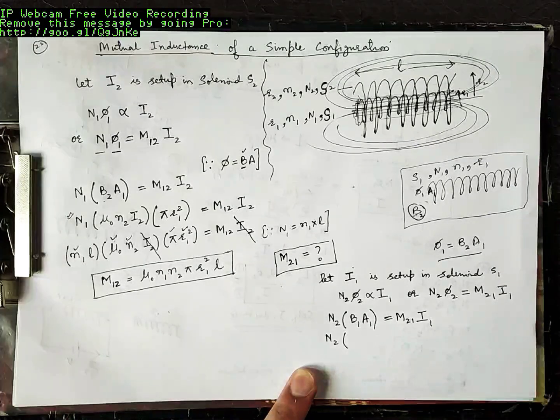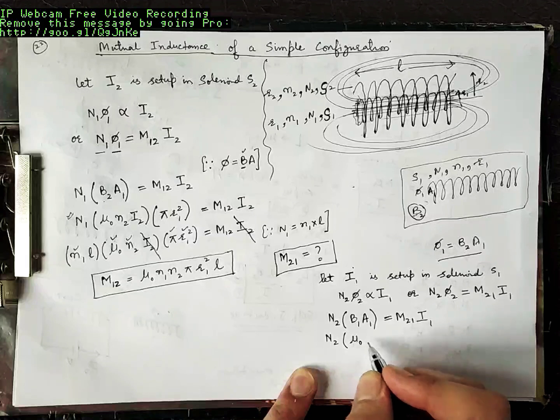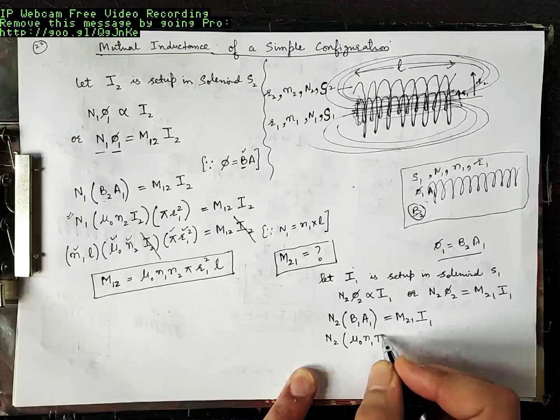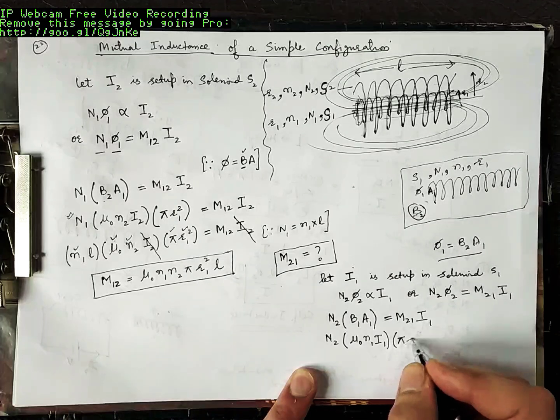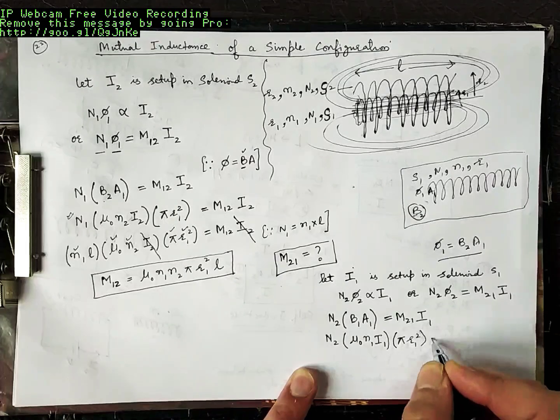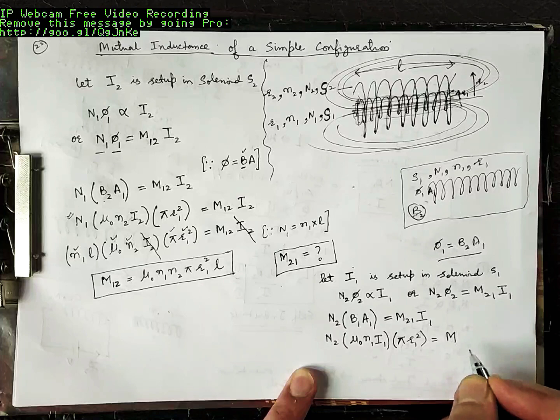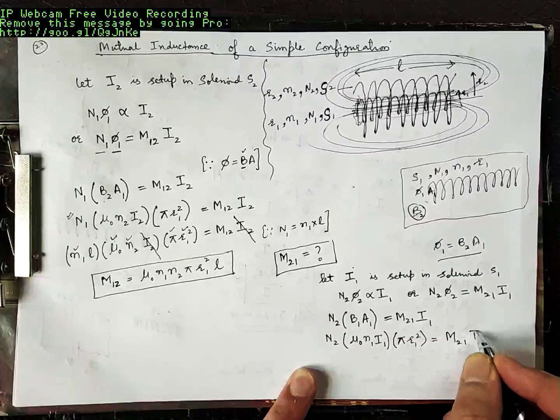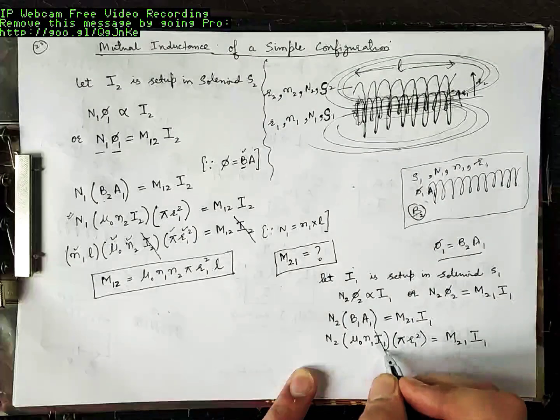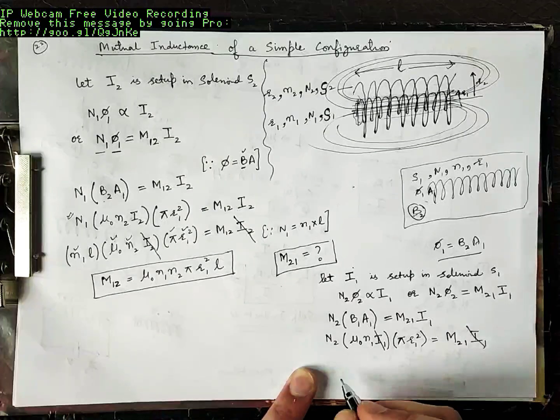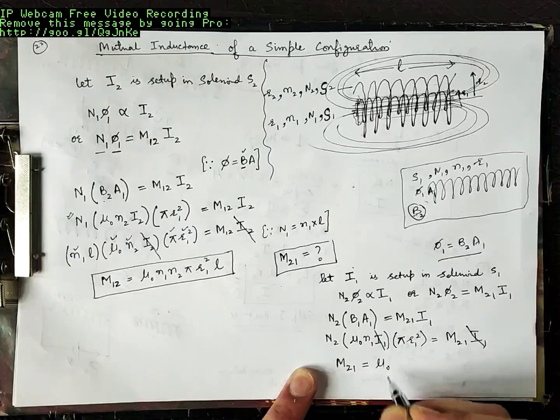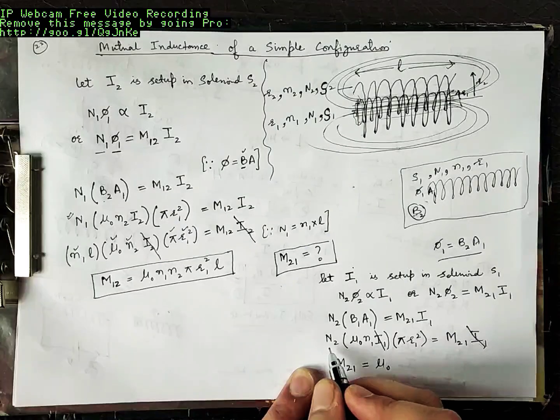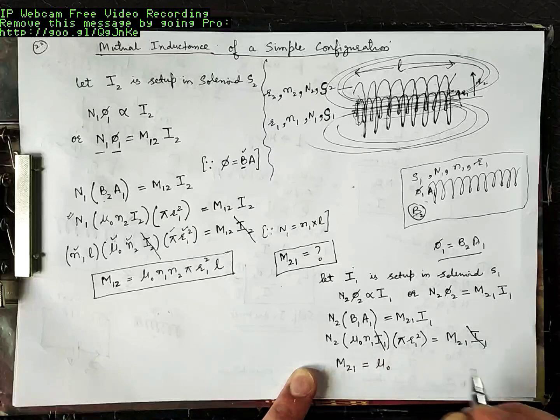What is B1? This is mu naught N1 I1. How much is A1? This is pi R1 square, equivalent to M21 I1. This I1 will go with this I1, so we'll have the expression for M21. Mutual inductance of 2 with respect to 1 is equivalent to mu naught. Similarly, I can replace this with N2L.